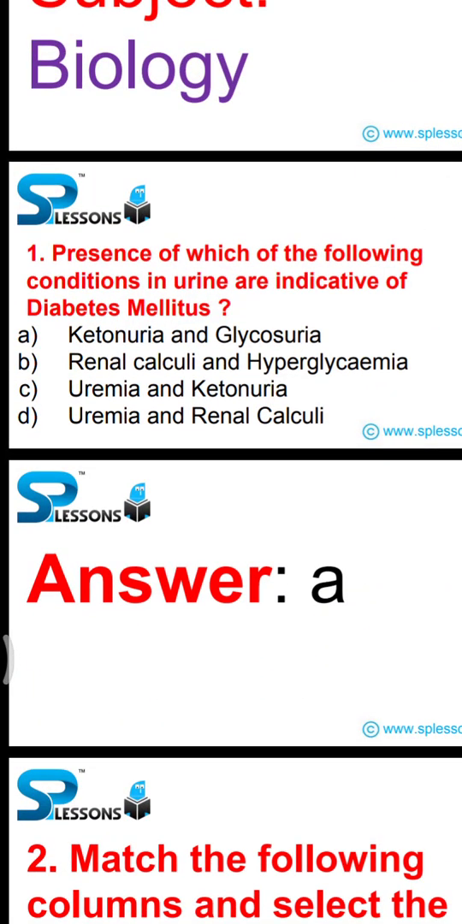First question: presence of which of the following conditions in urine are indicative of diabetes mellitus? Option A, ketonuria and glycosuria. Option B, renal calculi and hyperglycemia. Option C, uremia and ketonuria. Option D, uremia and renal calculi. And the answer is option A, ketonuria and glycosuria.